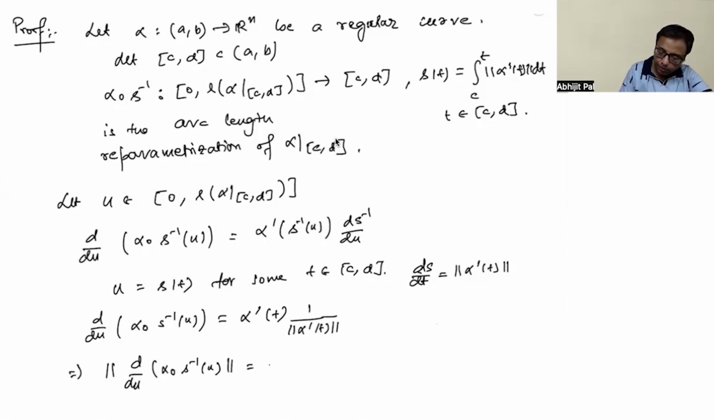And so what we have done here is, if we take a regular curve and take the arc length reparameterization, then with respect to the arc length reparameterization it will become a unit speed curve. And the converse is obvious, because if I take any unit speed curve, the norm of the tangent vector is equal to 1, so the tangent vector is not equal to 0, and therefore it is regular.